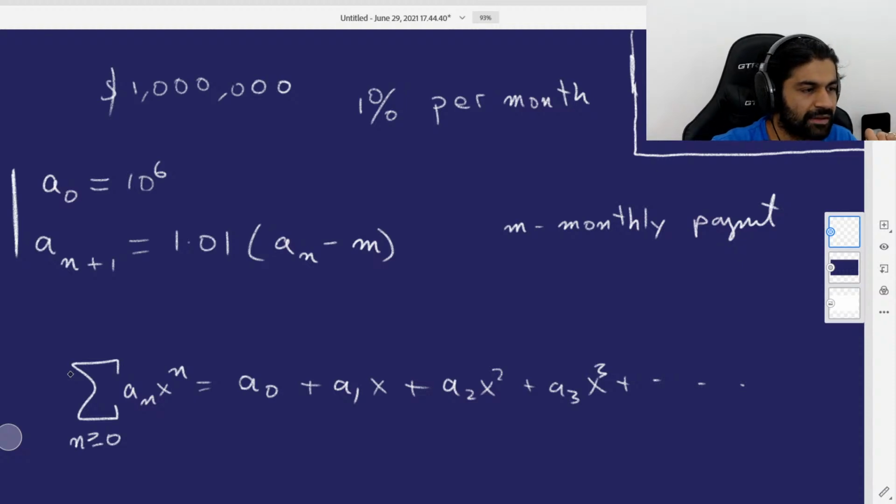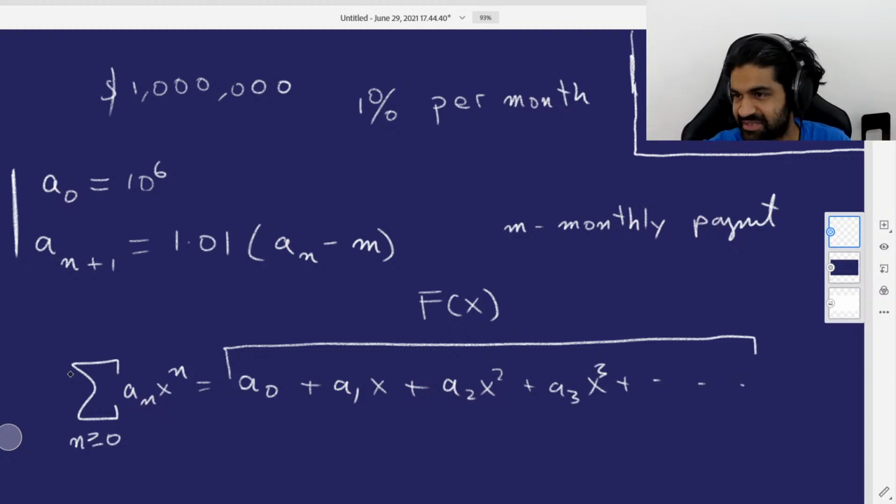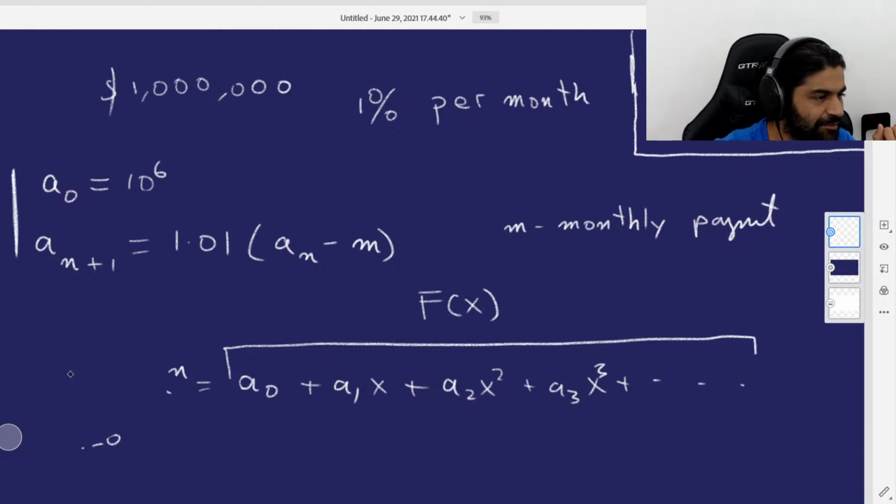So there's two ways to write this concisely. I can write this whole thing as capital F of x as a single function. I can also use a summation notation, which is the sum n greater than or equal to 0, a n x to the n. And please let me know if there are any questions. Okay.